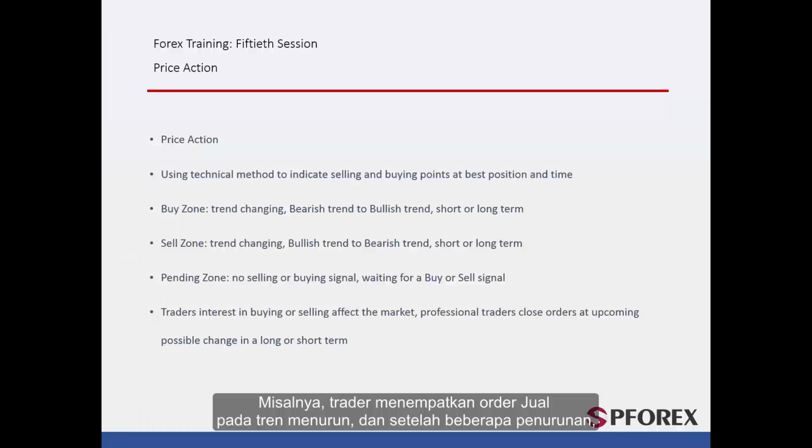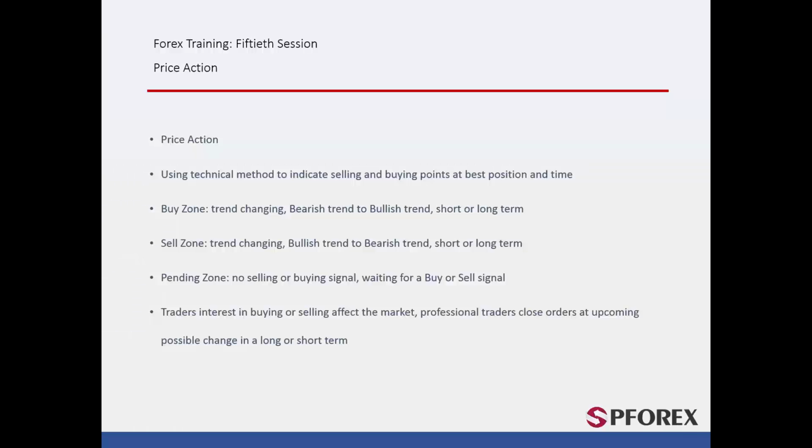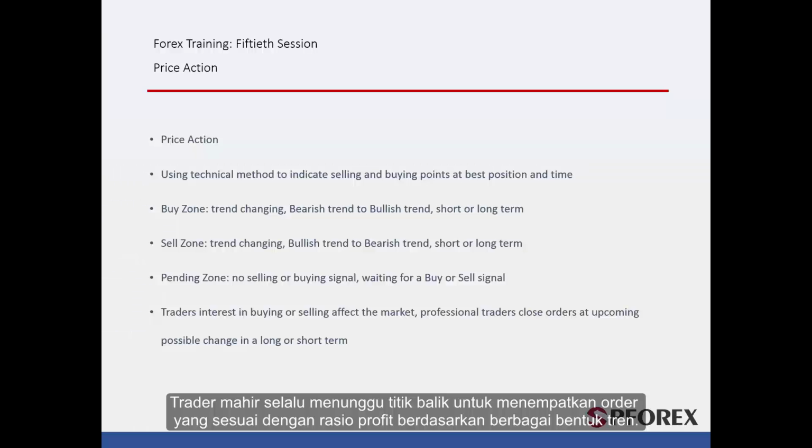For instance, traders have placed sell orders on a downtrend, and after some declines, most of the experts close their sell orders just before a corrective or reverse point. Thus, they could place buy orders on a certain price. A proficient trader always waits for reversal points to place a suitable order with a rational profit based on different trend terms.